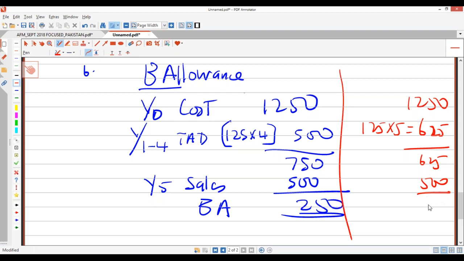Balancing charge is when you make a gain. Balancing allowance is when you make a loss. So this is year 5, and in year 5 there'll be a 125. So actually 125 for year 5 for TAD, another 125 for balancing allowance. Total is actually 250. So it's just wasting your time separating both.